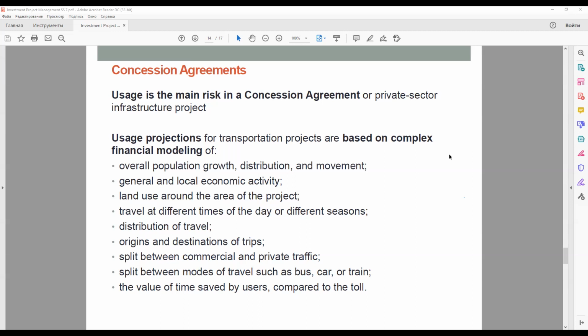Modeling of usage is based on projections that take into account factors such as overall population growth, distribution and movement, general and local economic activity, land use around the area of the project, travel at different times of the day or different seasons, distribution of travel, origins and destinations of trips, split between commercial and private traffic, split between modes of travel such as bus, car, and train, and the value of time saved by users compared to the toll.